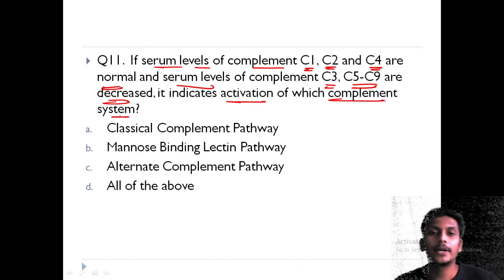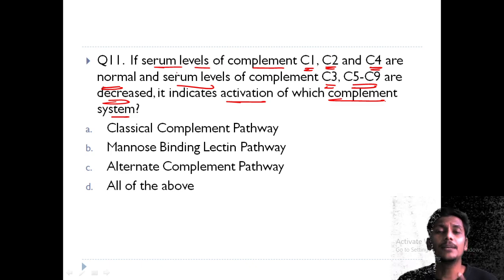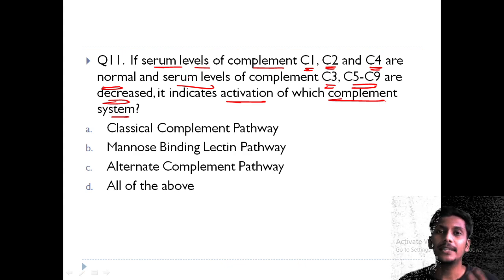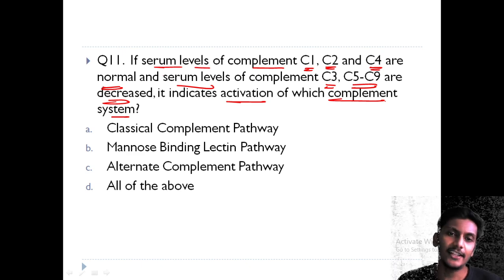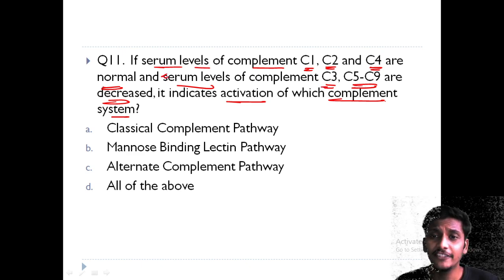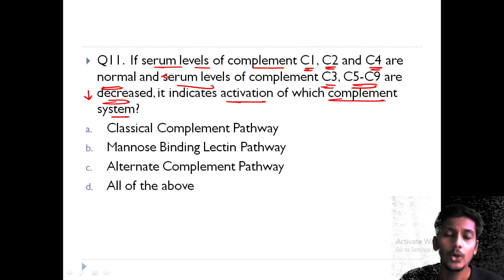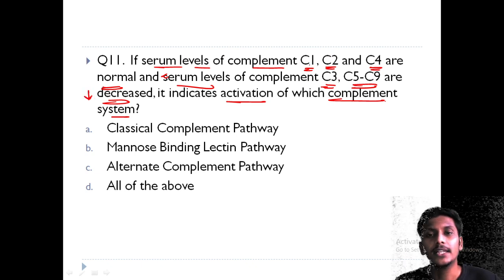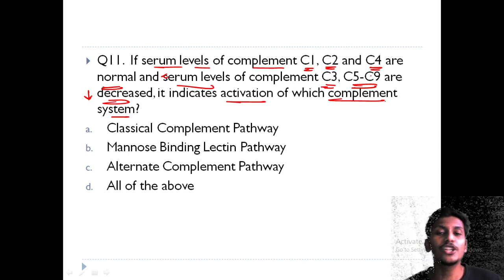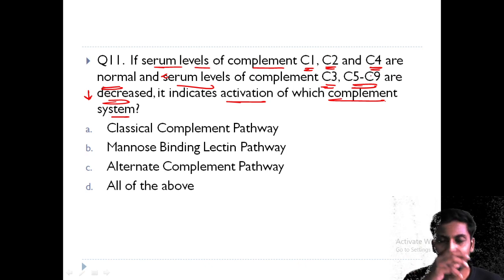Usually, serum levels of complement decrease when they are being used. Whenever these complements are being used, their levels would be decreased. So what they have stated here is that serum levels of complement C3 and C5 to C9 are decreased, whereas serum levels of C1, C2 and C4 are absolutely normal. They are asking which complement pathway has been activated.